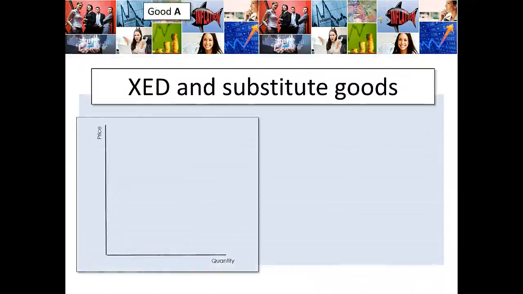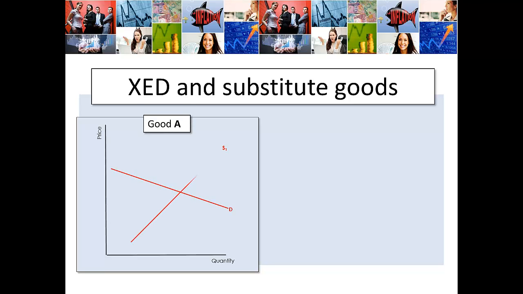Right, cross-price elasticity of demand and substitute goods. Substitute goods, we know if the price increases or decreases in one of these goods, it will affect the demand for the other good as long as they're substitutes.